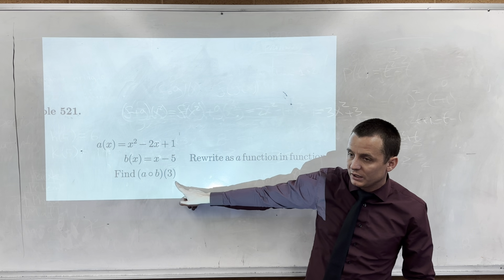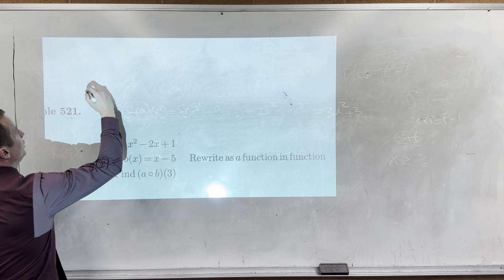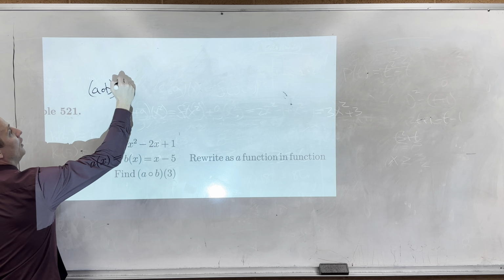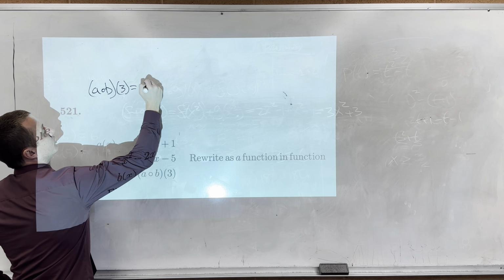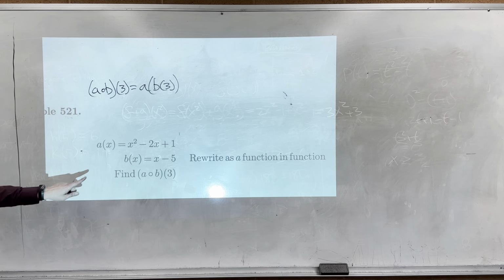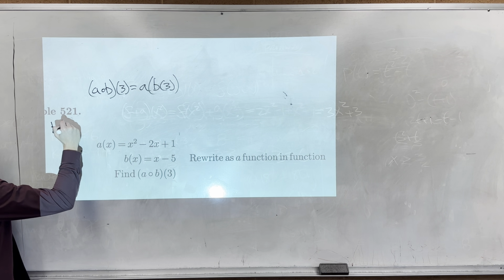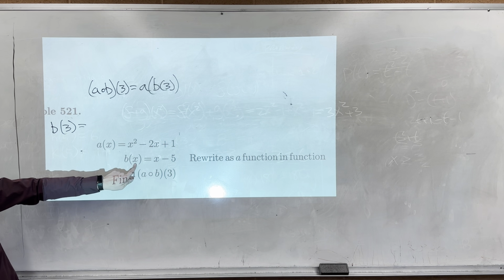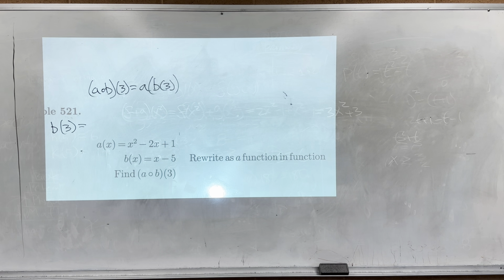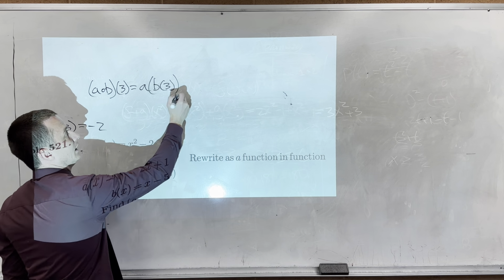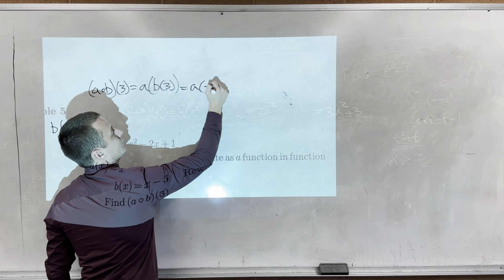What is a composed with b of 3? By definition, a composed with b of 3 is equal to a of b of 3. So first, let's find b of 3. What is b of 3? What do we get out of b when we plug 3 in? Negative 2. So b of 3 is negative 2. So b of 3 is the same thing as negative 2. So this is equal to a of negative 2.